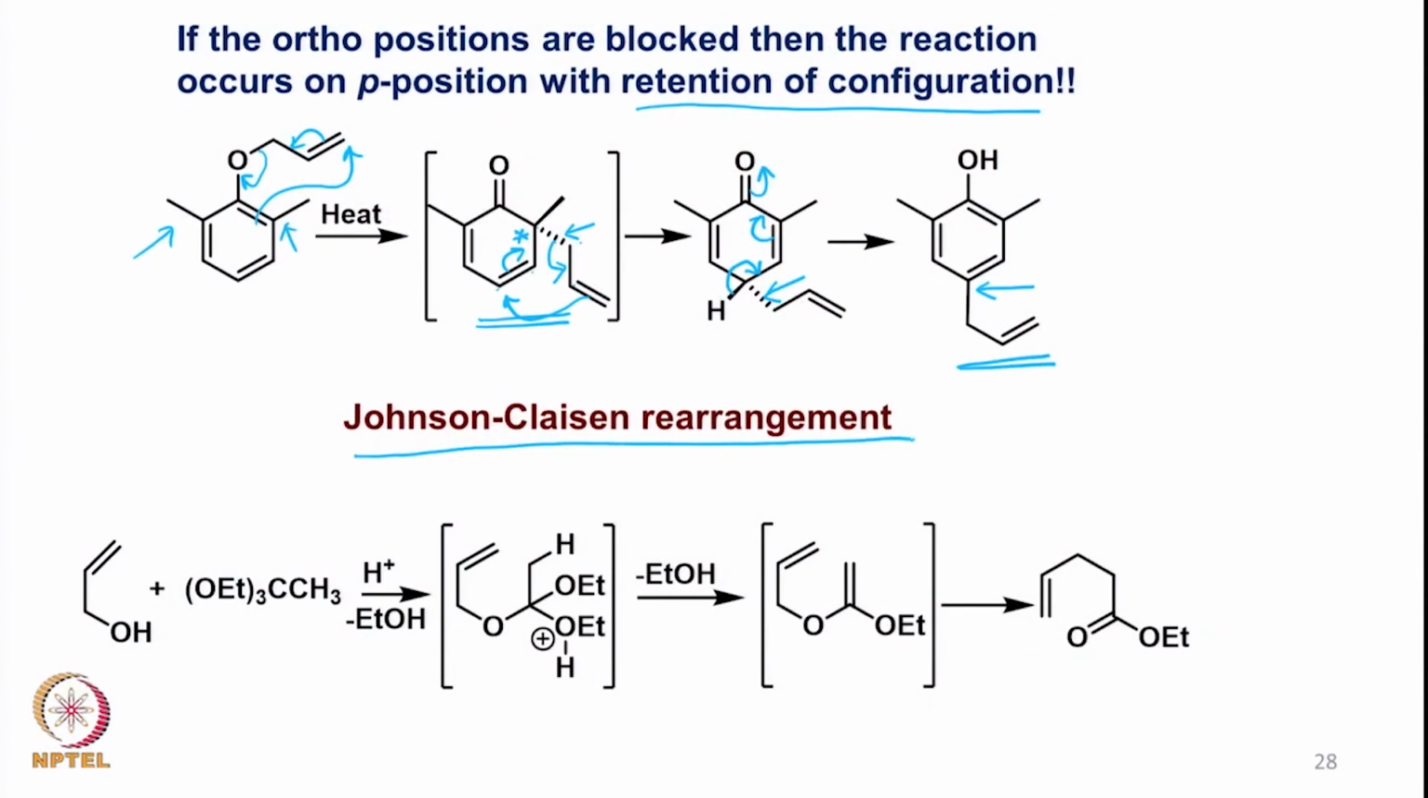A very interesting one is the Johnson-Claisen rearrangement, which is very useful from various angles. If you start with an allyl alcohol and react it with triethyl orthoacetate, essentially it is something like this. Three ethoxy groups are attached to this carbon, and in the presence of a protic acid as a catalyst at a high temperature, the allyl alcohol reacts.